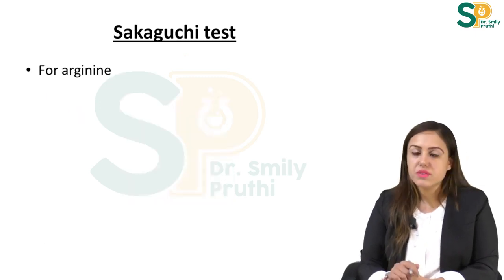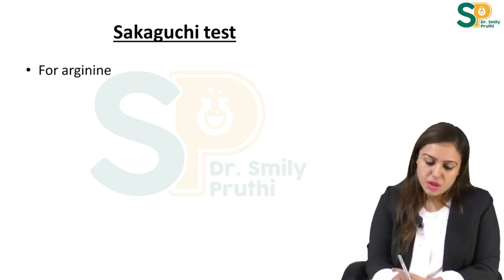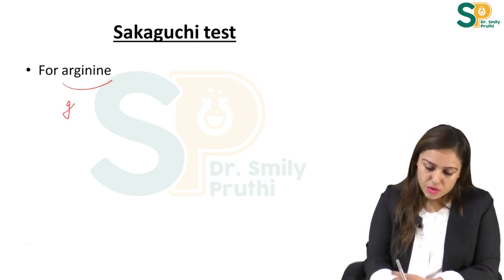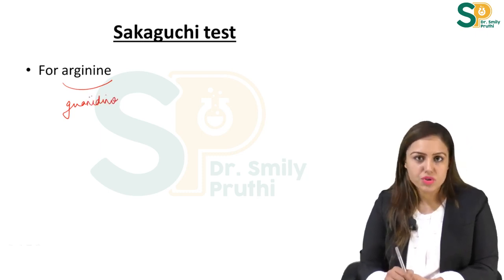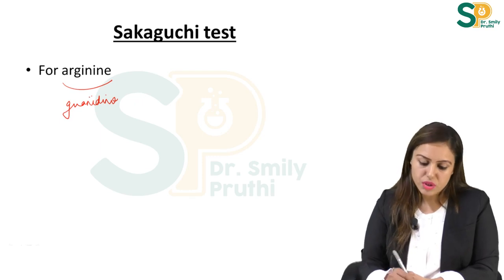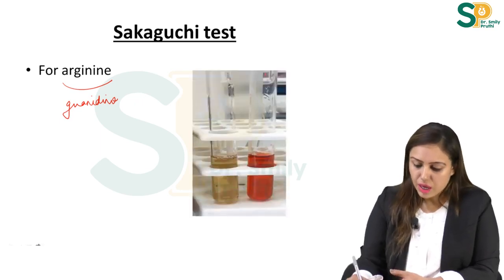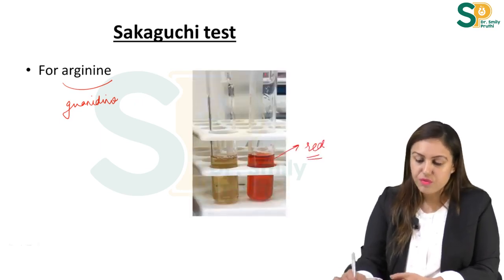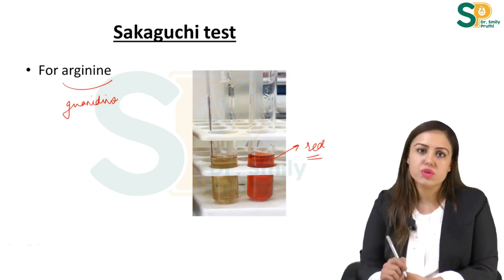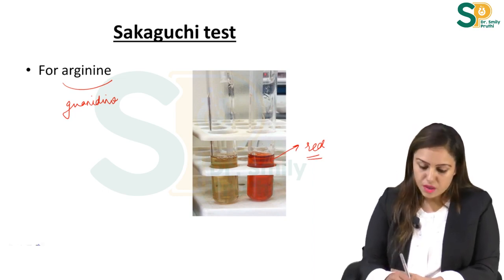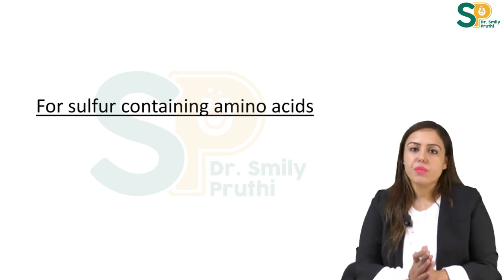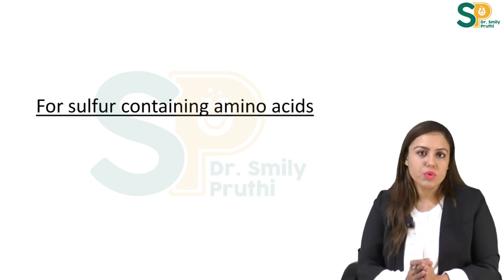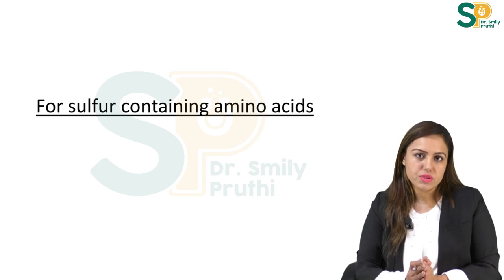Then next is the Sakaguchi test, which is for arginine. You know, there is a guanidino group in arginine. So Sakaguchi is for arginine, and here also the positive test is a reddish orange color. So, we are done with the aromatic amino acid tests. Now, coming to the sulfur containing amino acid tests.